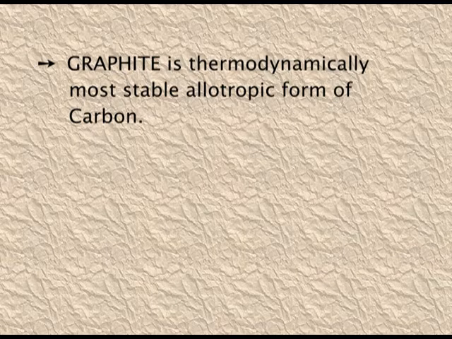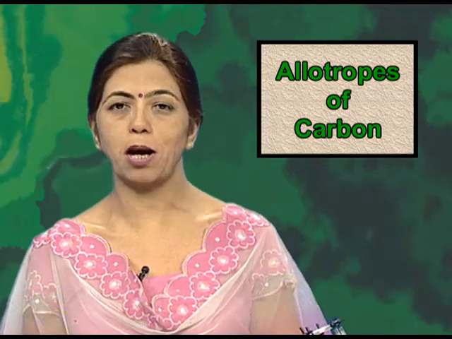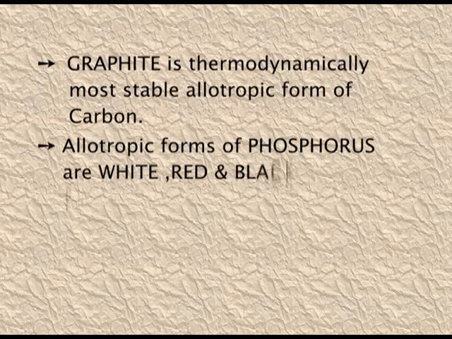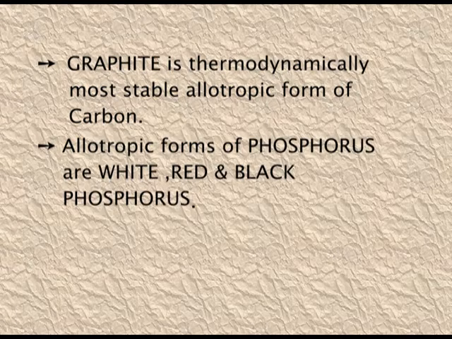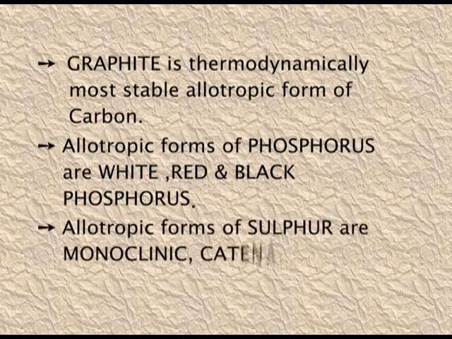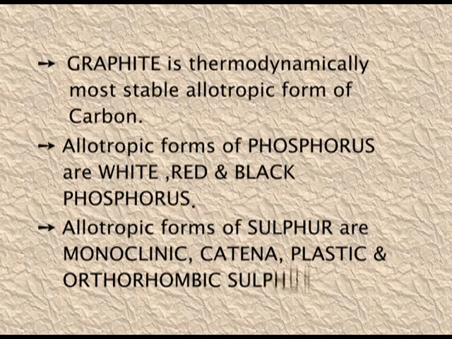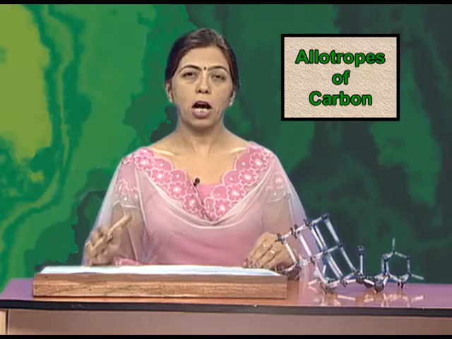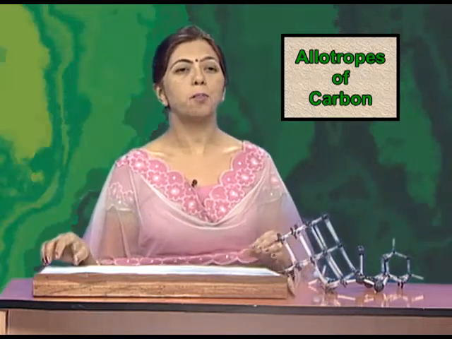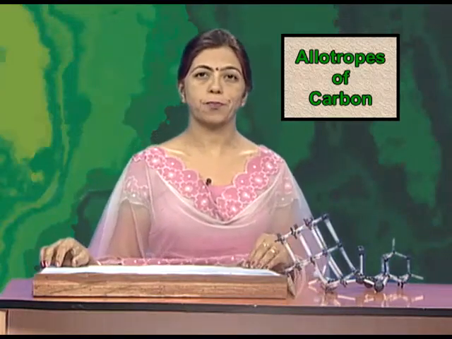The other examples which show allotropy are phosphorus, where white, red and black phosphorus are the allotropic forms, and sulfur, whose allotropic forms are monoclinic, catenated plastic and orthorhombic sulfur. Now I'll give you a quick recapitulation via PowerPoint presentations.